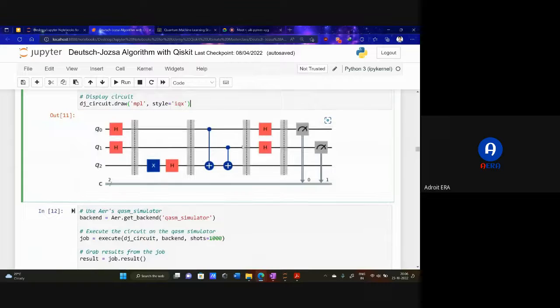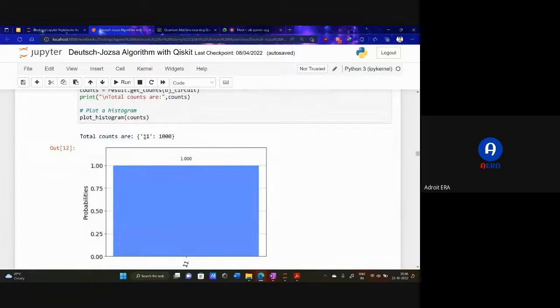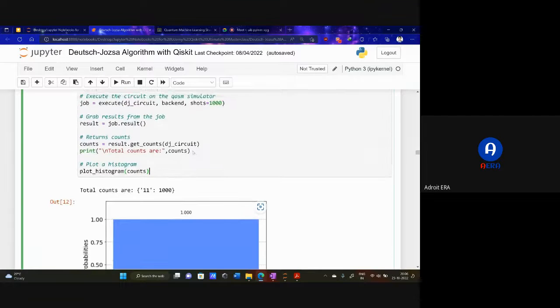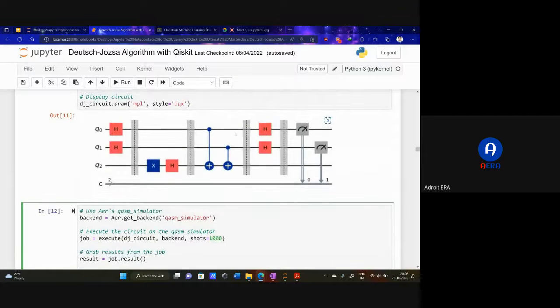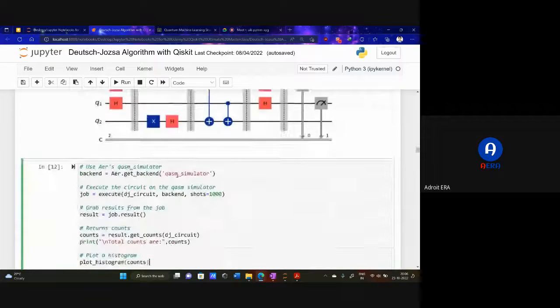Anyways, so then we are going for balance. Again, we have achieved a non-zero bit string state, which is 1 1, as I mentioned before. So that is expected because now the oracle is balanced, for input 0 0. Let us check the other inputs also then.